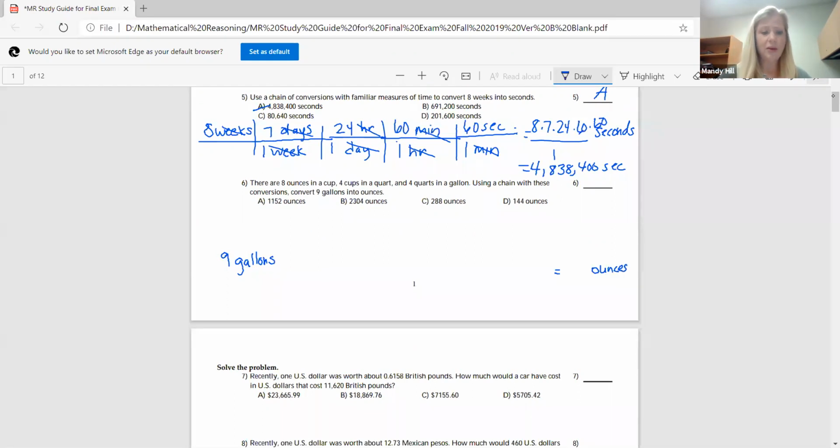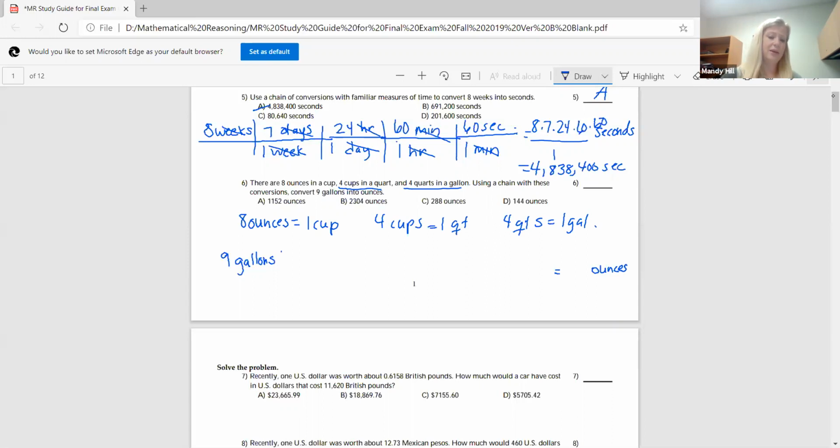They gave me some information up here. It says 8 ounces is equal to 1 cup. We know that 4 cups, I'm just writing this stuff down, is 1 quart. So I'll know what I can use. 4 quarts is equal to 1 gallon. Okay, now we're trying to get to ounces.